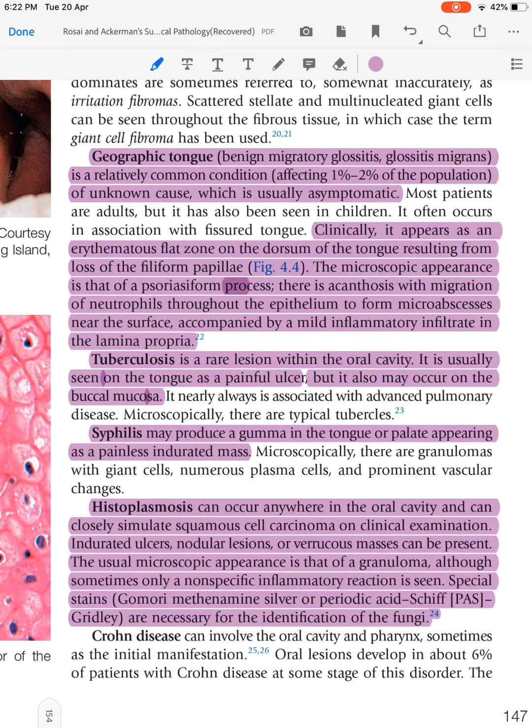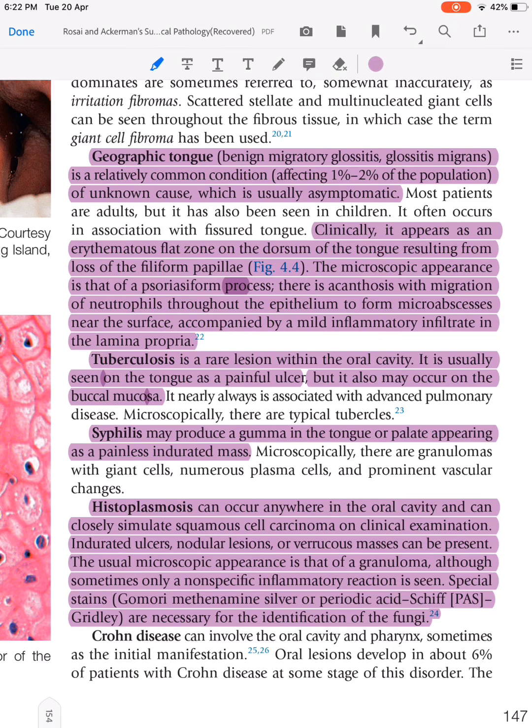Next is tuberculosis, which is very rare in the oral cavity. It is usually seen on the tongue as a painful ulcer, but may also occur on the buccal mucosa. Syphilis may produce a gumma in the tongue or palate, appearing as a painless indurated mass.